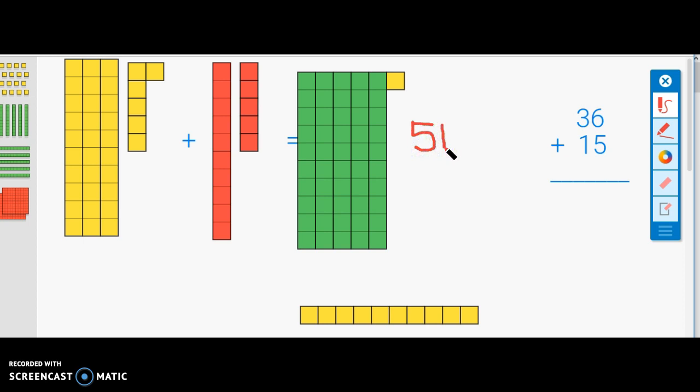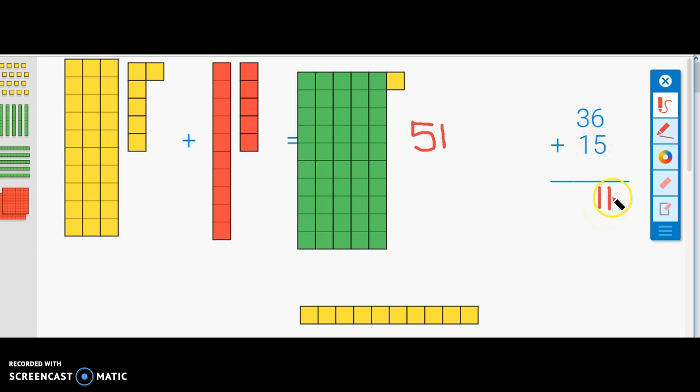Now we are going to use that exact same problem to do 36 plus 15, except using the regrouping strategy, the algorithm way. So I start with my ones place, and I have 6 plus 5, which I know equals 11. However, I cannot have 2 digits in the ones place.